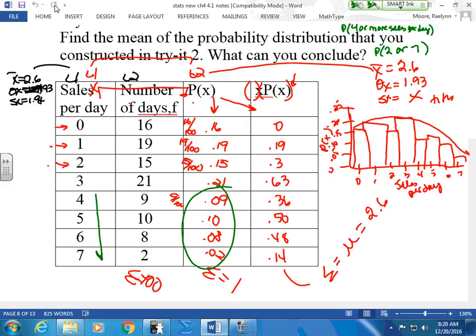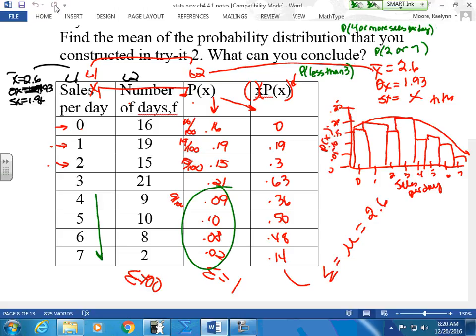0.17 or 17%. There's a 17% probability that he will make 2 or 7 sales per day. Doesn't really make sense to say it, but that's how we can use our chart. What's the probability that he makes less than 3? Less than 3 sales today.